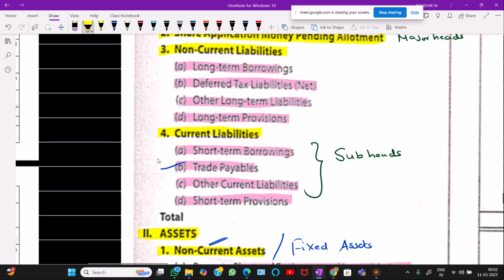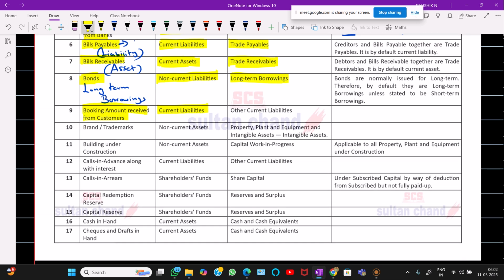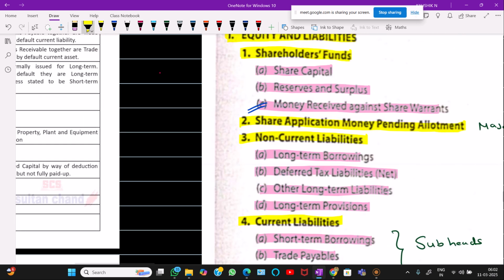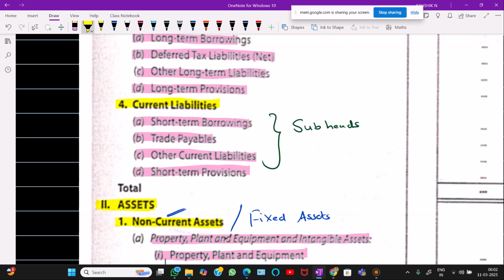In current liabilities, you have only these four items. First, short-term borrowings. I am not borrowing any money in this case. I am just receiving the money as an advance. Look here, it's not borrowing. It is a booking amount received from the customer. I'm just receiving the booking amount from the customer, so it cannot be your borrowings.